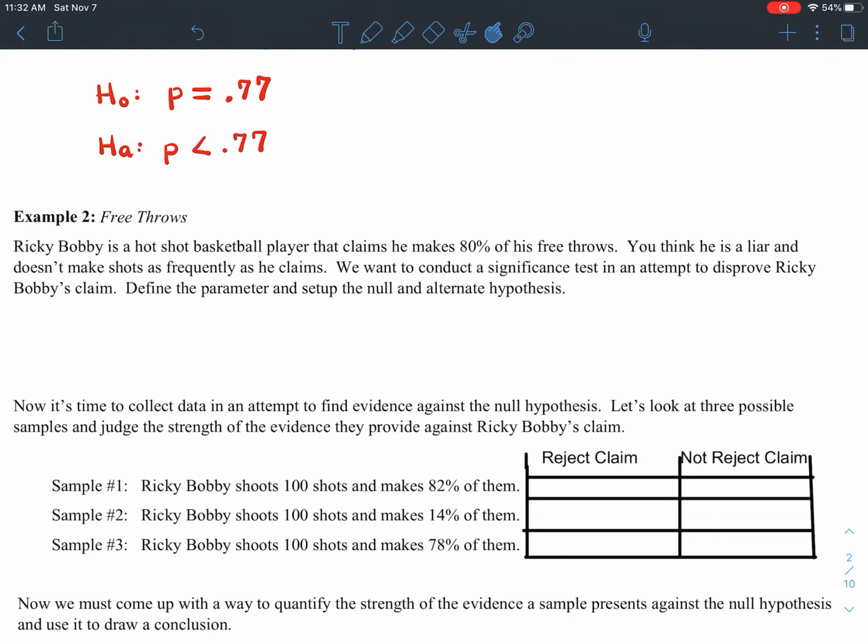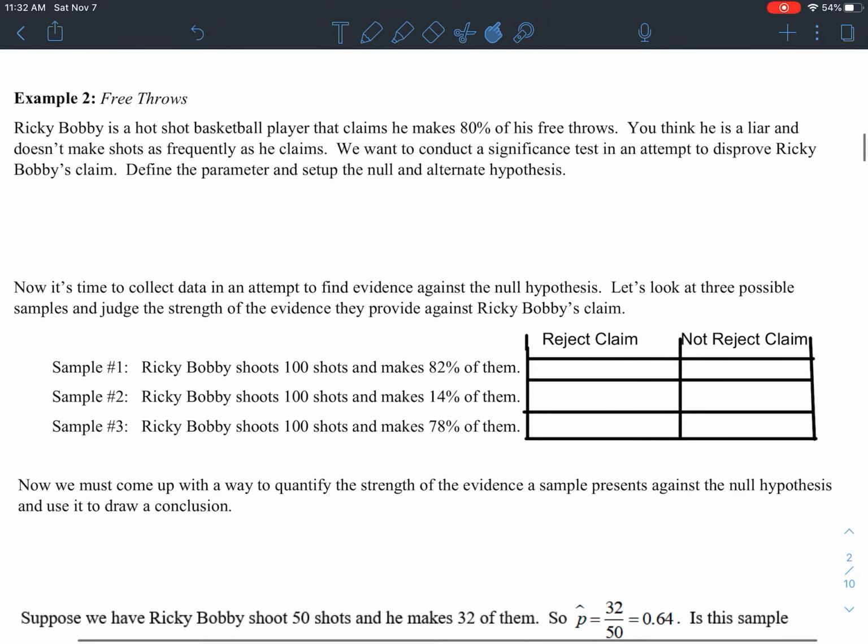Here, this next example has to do with Ricky Bobby. He's a hotshot basketball player, and he claims that he can make 80% of his free throws. Now, you think that he is actually a liar and that he doesn't make shots as frequently as he claims. We want to conduct a significance test in an attempt to disprove Ricky Bobby's claim.